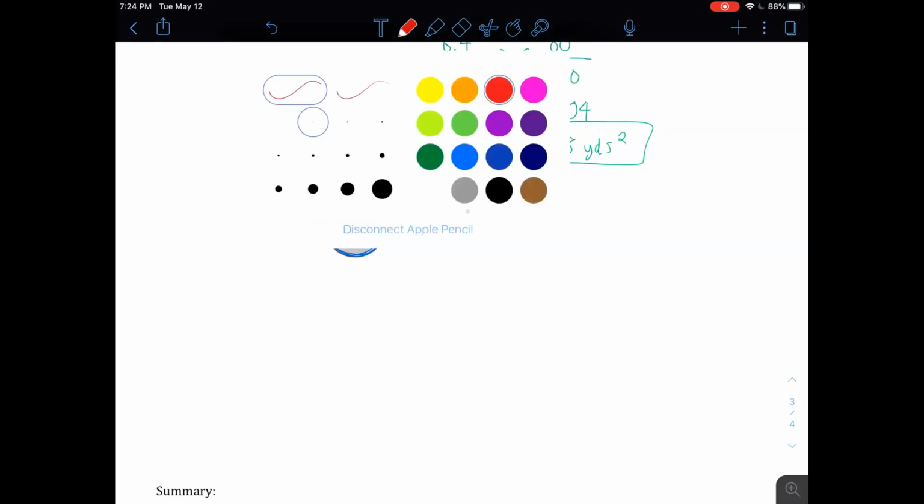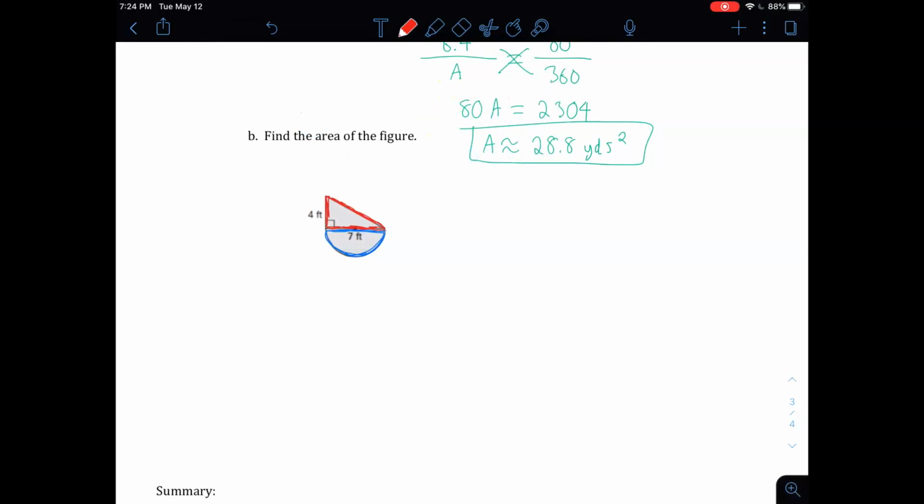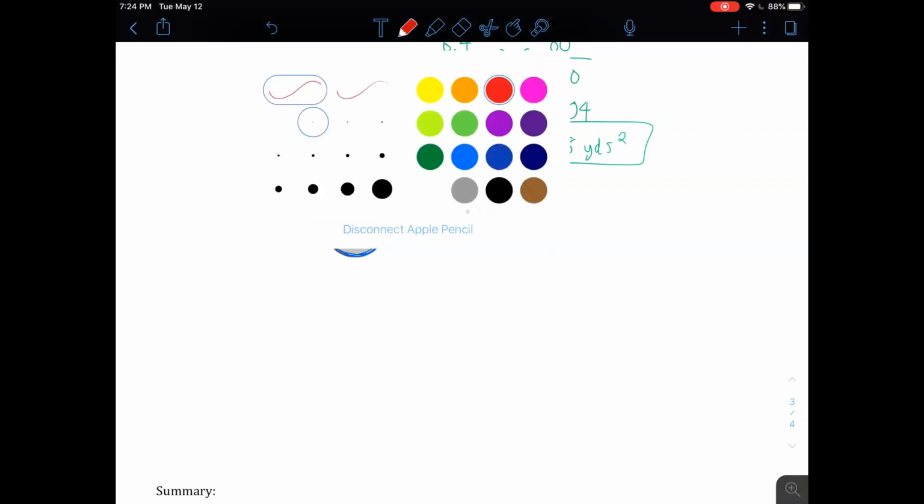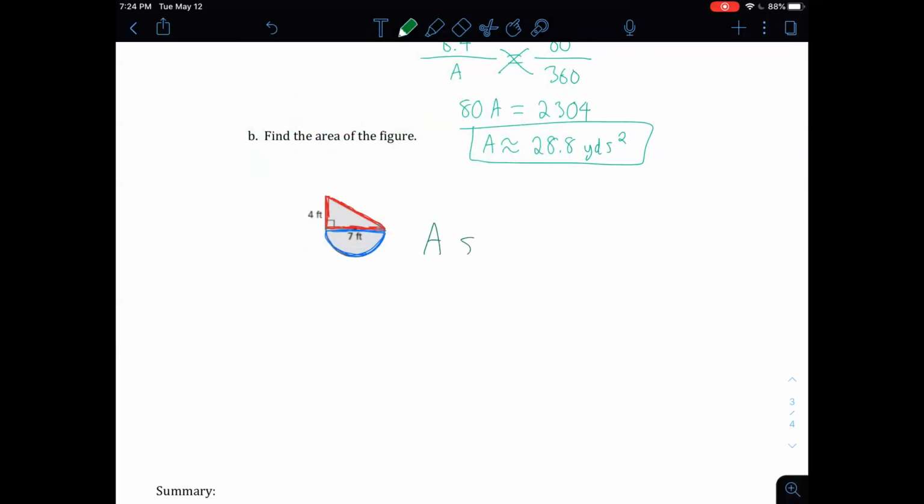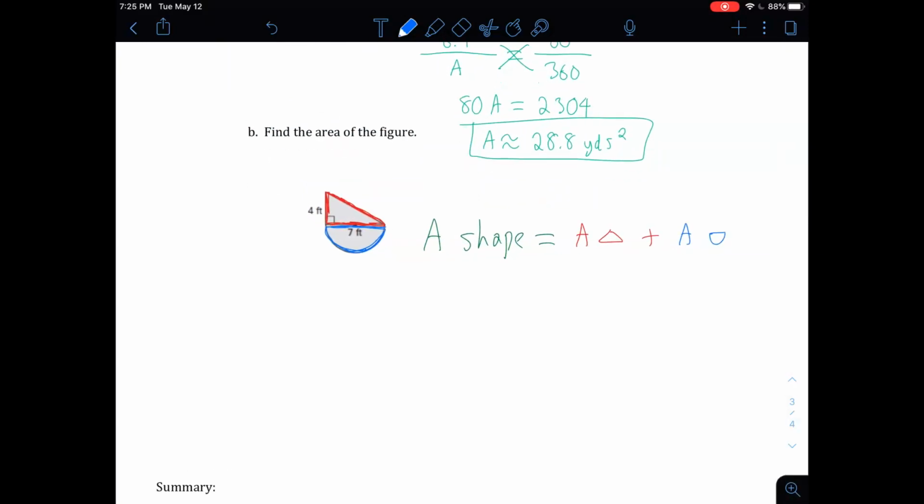Okay, so the way you solve these is you're not going to combine them right away. You're going to split them up and find the area. So the entire area, let's use green. The area of the shape is going to equal, you find the area of the triangle first, plus the area of the semicircle. Okay, that's what you're going to do. You're going to split them up into two shapes that you know, and you're going to find those areas.